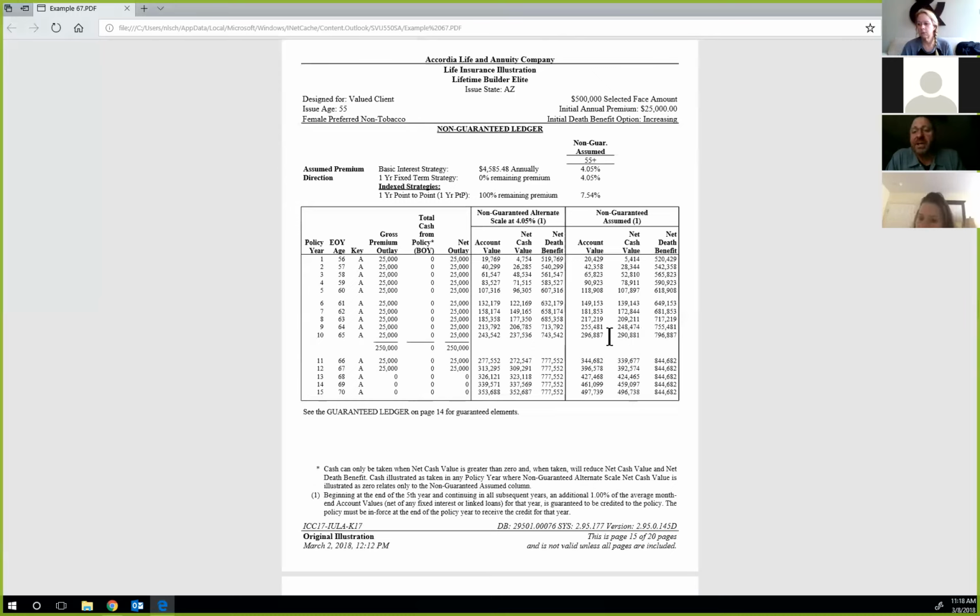So if you were to cash out, let's pretend at age 65, you said, you know what? I don't want to do this anymore. I don't want to leave insurance to anybody. I don't want the tax-free income. I just want to take my money and do X. Well, you surrender the policy. You're getting back, in this example, $290,881. You put in $250,000 and you get back $290,000.